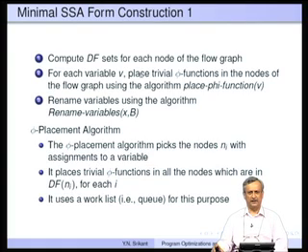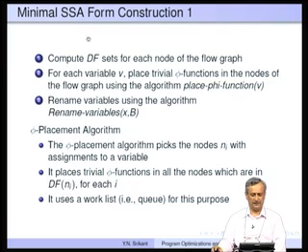So, now we are ready to discuss the construction of the static single assignment form. So far we have learned how to compute the dominance frontier information for each node in the flow graph. So, I compute using that algorithm. For each variable v, place trivial phi functions in the nodes of the flow graph using the algorithm place phi function v. Then rename the variables using the algorithm rename variables. These are the 3 concrete steps in the construction of the minimal SSA form.